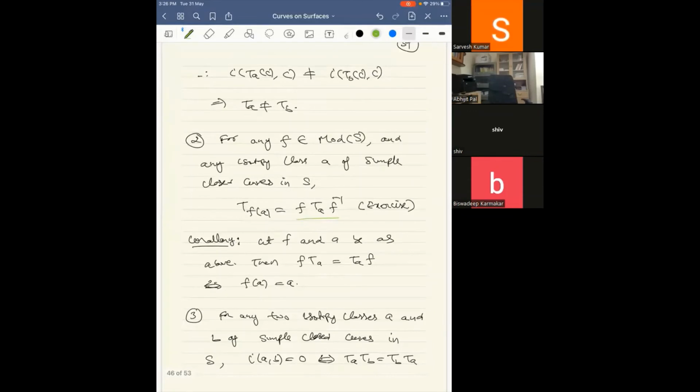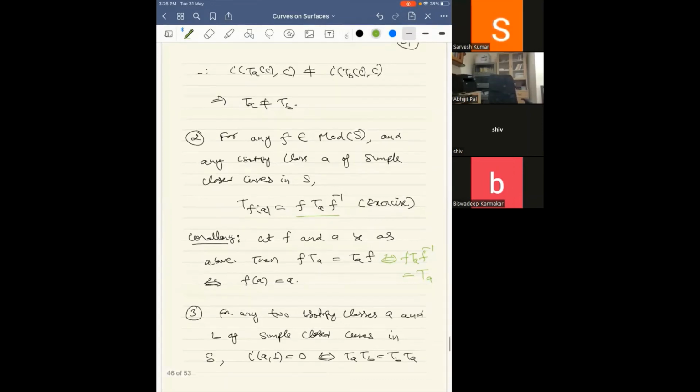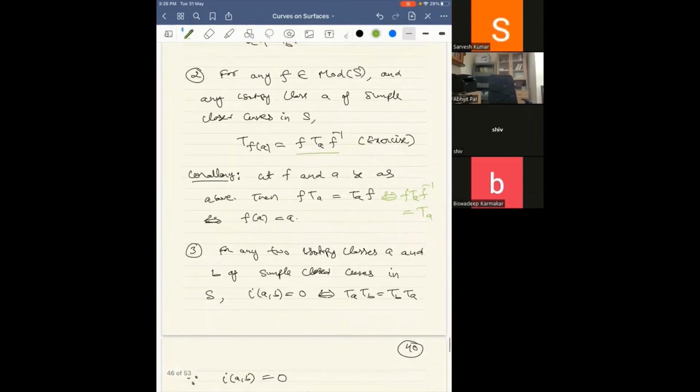So this has an immediate corollary: when does an element of the mapping class group commute with the Dehn twist? It commutes if and only if f T_A f inverse equals T_A, and by the previous exercise, you can immediately see this happens if and only if f preserves A, that is, f(A) equals A.